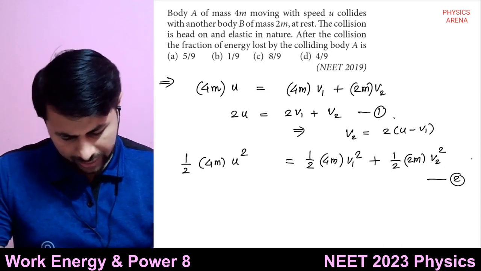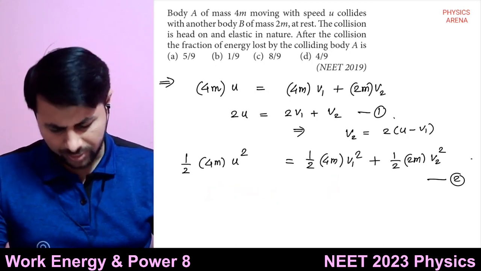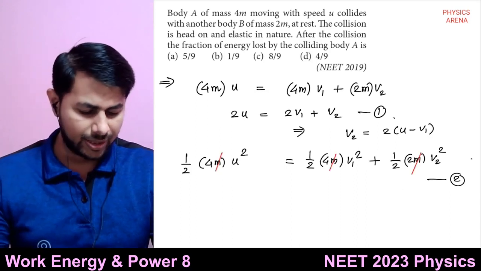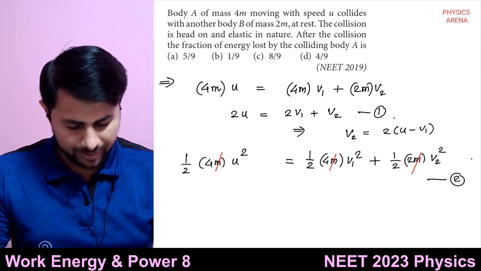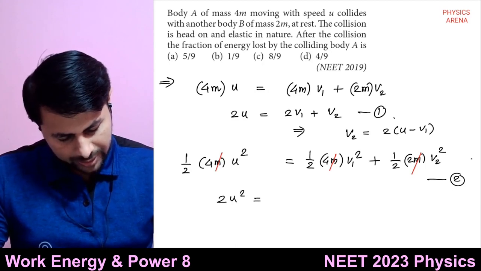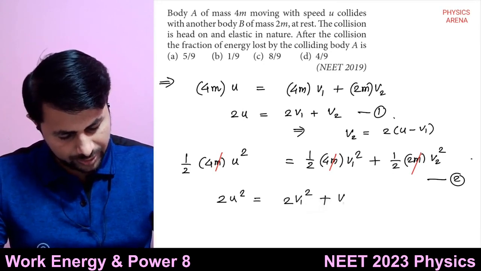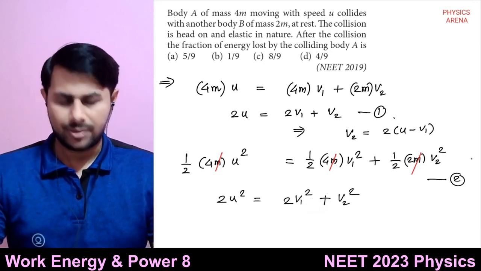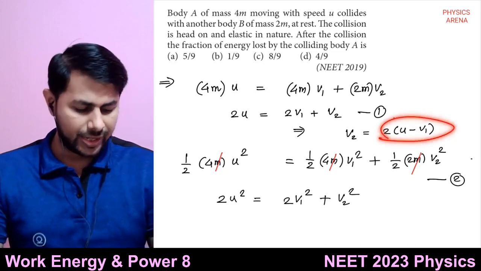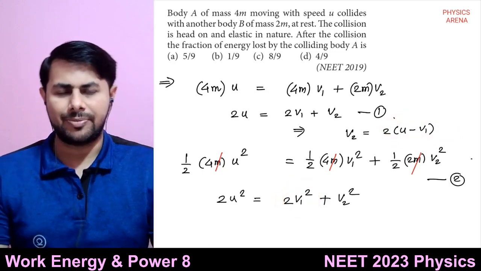Okay, so then I can move this on left hand side. So what do I get? Before that also we can get rid of m, or we can multiply by half. So if we multiply by half, what do we get? We get 2u square is equal to 2v1 square plus v2 square, right? So now instead of substituting this v2 square like this, we'll move this 2v1 square on left hand side.